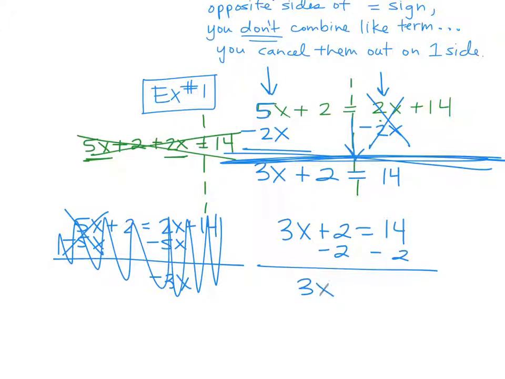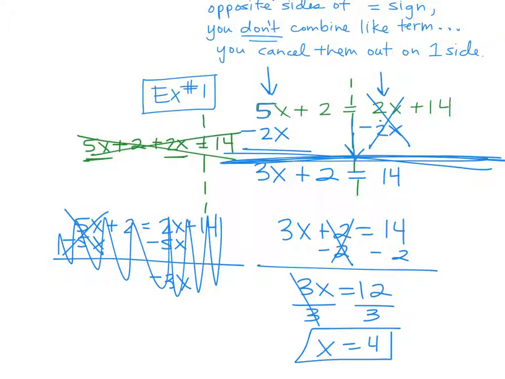So you get 3x equals 12. And then what do you do from there? Now you divide by 3. So x equals 4. Okay, and you can always go back and plug a 4 in here and plug a 4 in there and check that they are actually equal so you know you have the right answer.